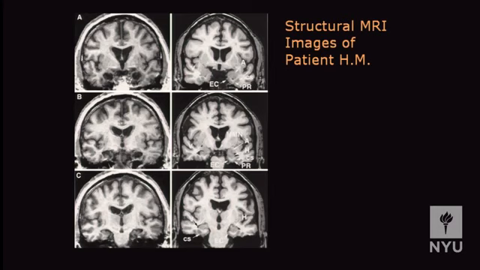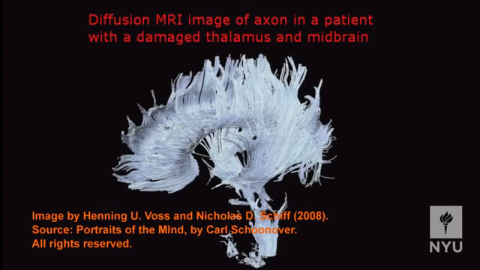So through the study of patient HM, who to this day is probably the most carefully studied neurological patient that existed, we have started to understand the organization of how memory works in the brain, focused on this key structure, the hippocampus. Now, we've gone a long way from these simple structural images to a new technique called diffusion MRI, which allows us to image, again, those very, very thin axons, those outputs of the neurons.